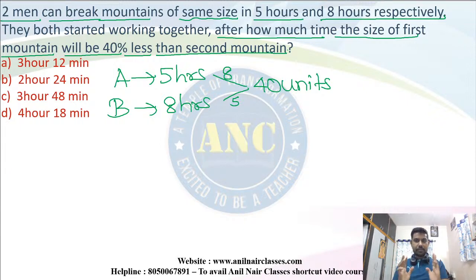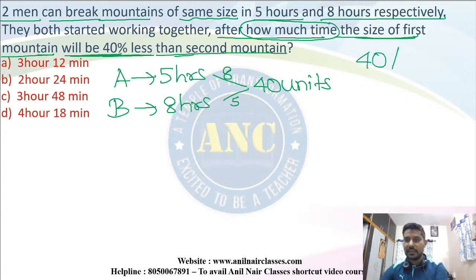In case my efficiency and your efficiency are same, for example, in this question it's not same. In this question, my efficiency is 8 units per day, your efficiency is 5 units per day. Suppose mine also is 8 units per day, yours also is 8 units per day, then there is no point of 40% less than the second mountain, because both of us are working for same units per day, both of them will be completing exactly at the same time. But one person is having more efficiency compared to the other person in this question. So that is the reason question says, after how much time the size of the first mountain will be 40% less than the second mountain.